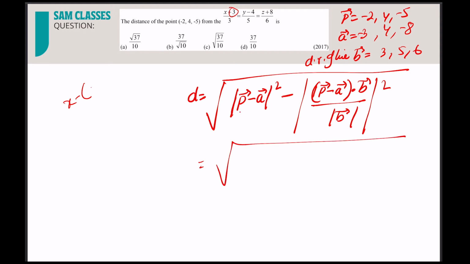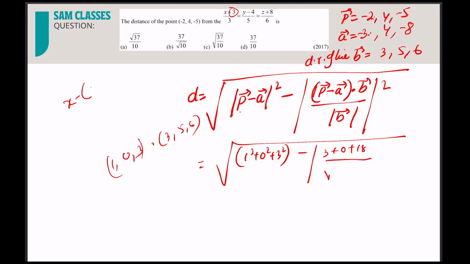So p minus a is what? Minus 2 minus 3. Oh sorry, minus 2 plus 3. So basically 1. 4 minus 4 gone, 0. Minus 5 plus 8, so 3. So 1 square plus 0 square plus 3 square. Correct. Minus, we have to do a dot product of 1, 0 and 3 with b. B is 3, 5 and 6. Correct. So 3 plus 0 plus 18, divided by mod of b square.